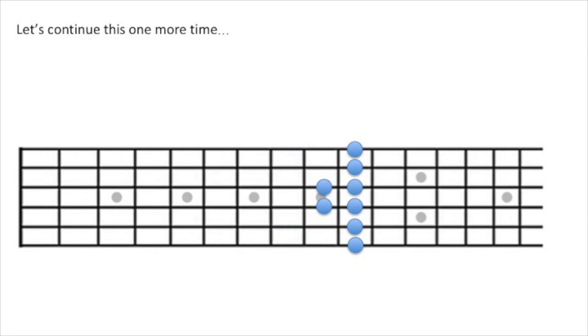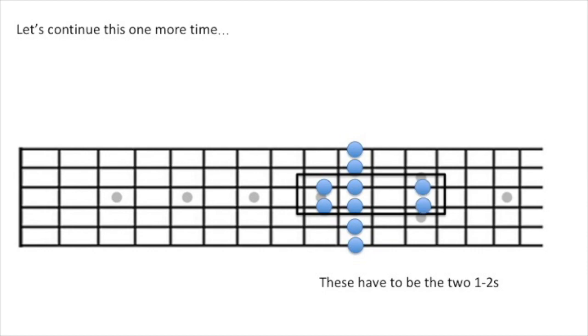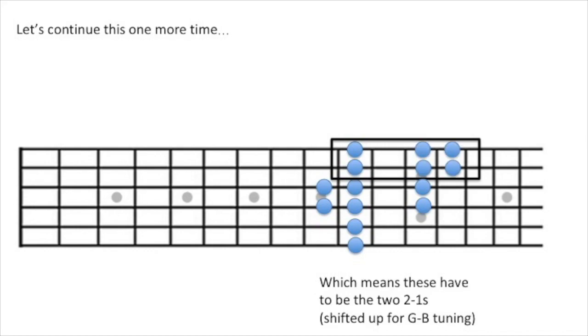We'll get rid of the lower notes to make the picture simpler. Okay, these have to be the 2-1-2s. Which means that these have to be the 2-2-1s, but shifted because of the G to B tuning.